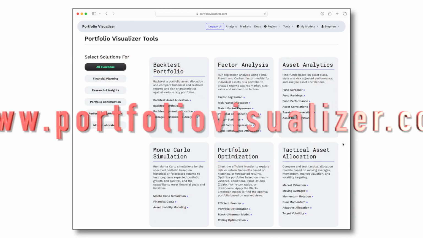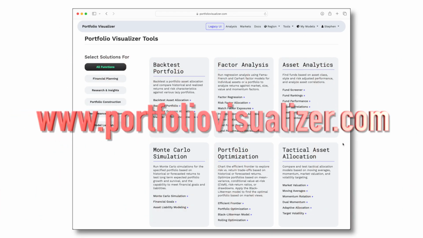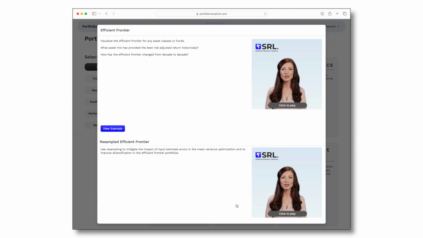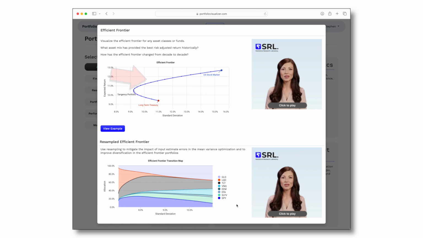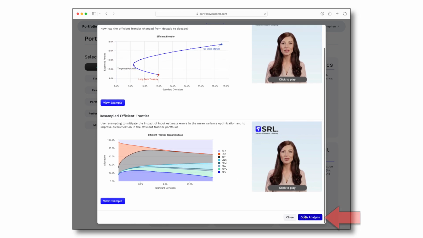To answer these questions, we're going to use portfoliovisualizer.com, which is one of my favorite free resources available on the internet for investors. And we'll click Efficient Frontier under the Portfolio Optimization tools. And there's an example of a more standard Efficient Frontier graph. And it's time to do some analysis.